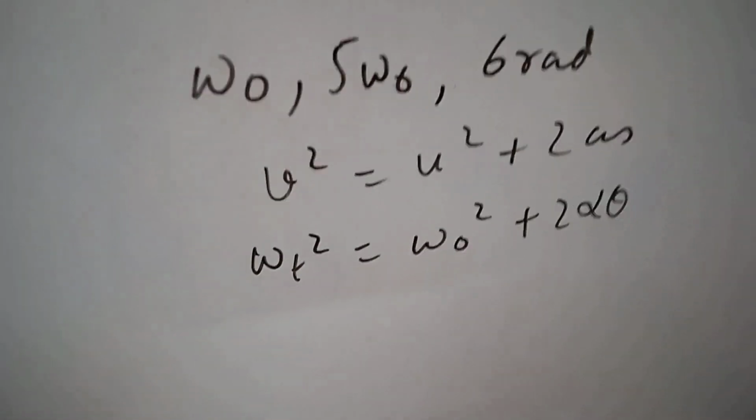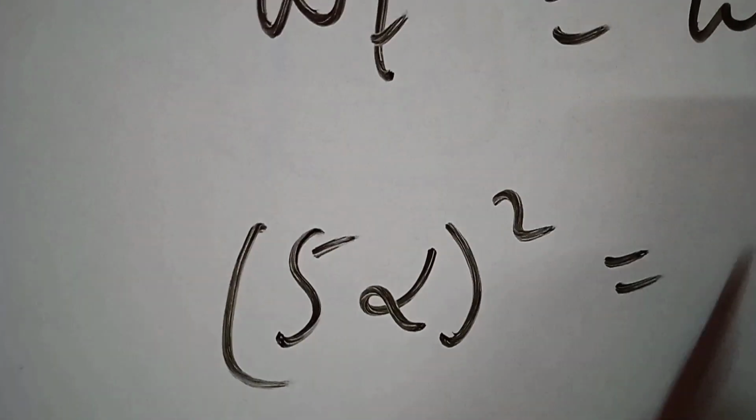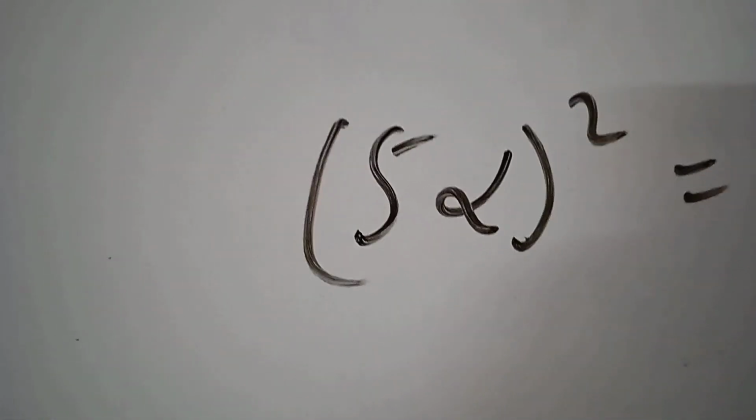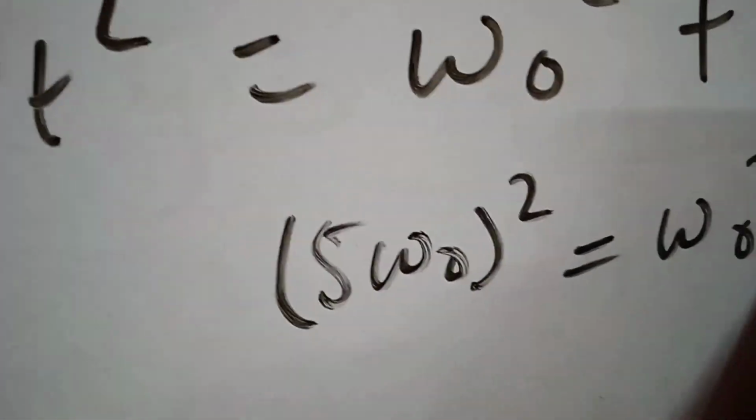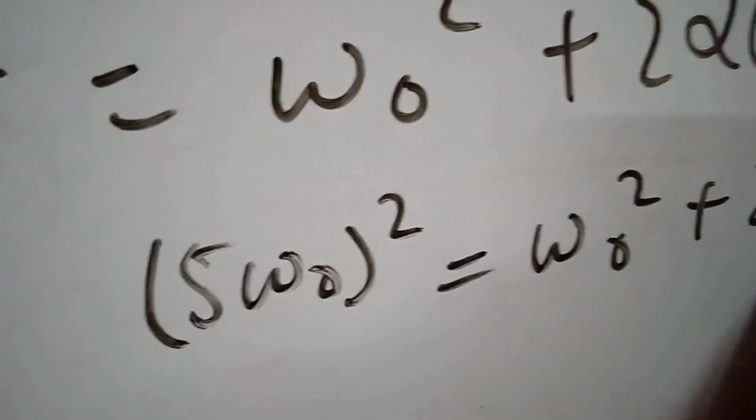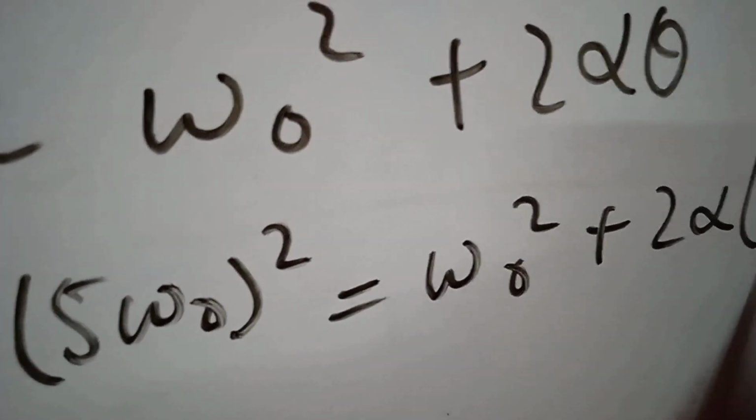This is a condition. So omega t square is how much? That we all know. Sorry, this is not 5 alpha. Omega t is 5 omega naught. Sorry, so 5 omega naught square equals omega naught square plus 2 into alpha into, and this is 6 radian.